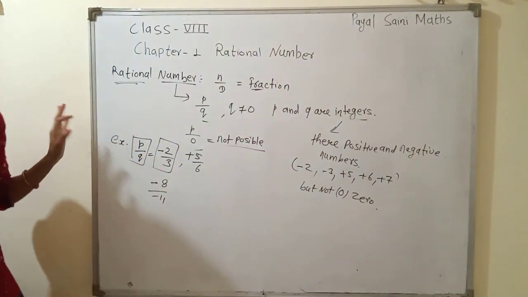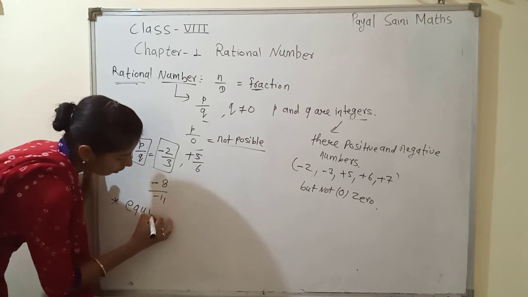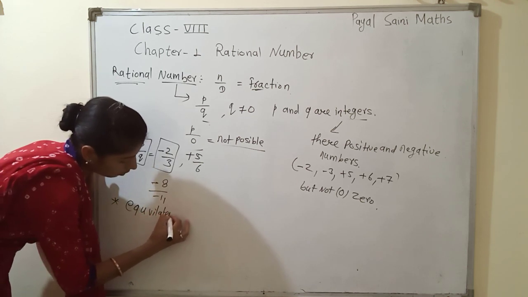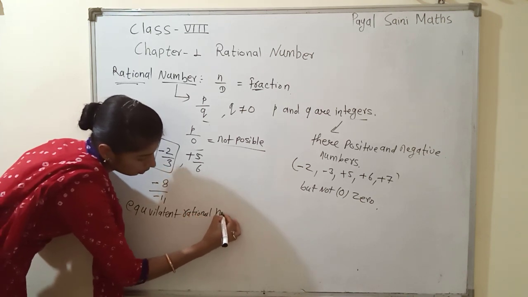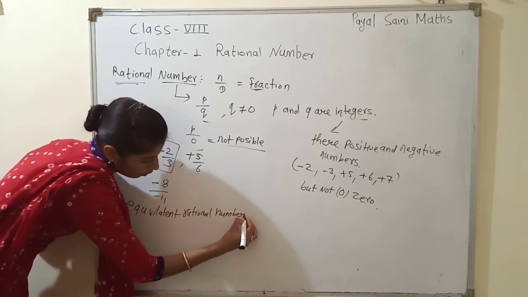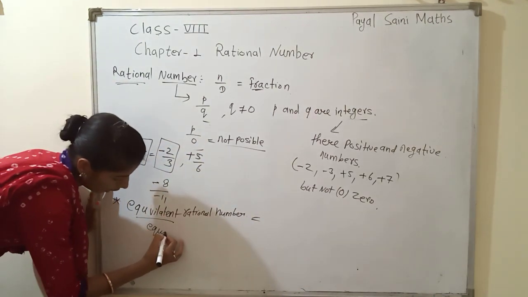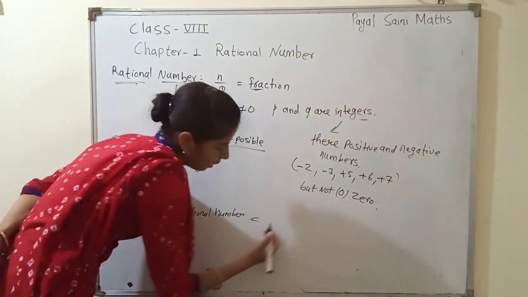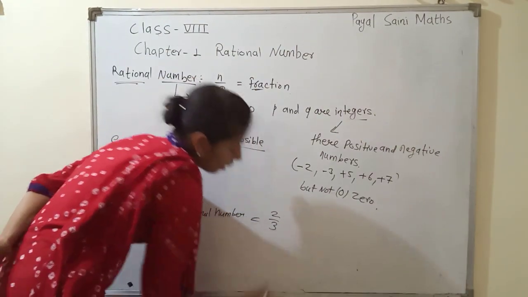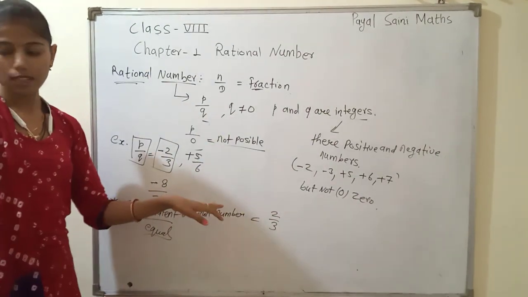Next is equivalent rational numbers. Equivalent means equal. We write, for example, 2 by 3, which is also a fraction and also a rational number.